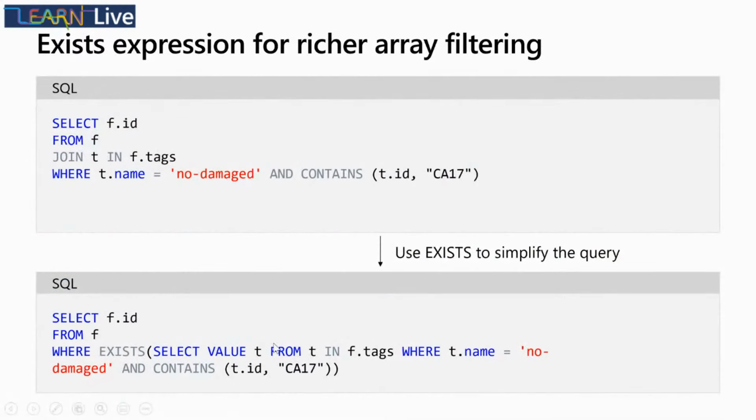But the value of exists is that you can put whatever query you want in here to filter, right? So it allows much richer filtering, and it's more efficient because we don't need to do the join in order to go and filter on that data, right? Then we don't need to do that expensive cross product.